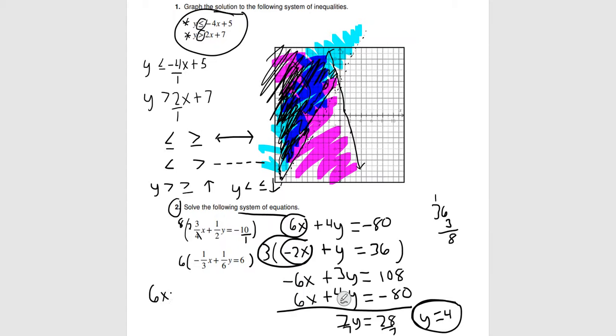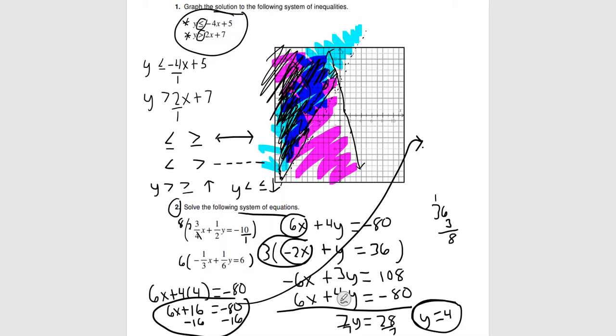You take 6 times x plus 4 times 4 equals -80. You can now solve for the x. 4 times 4 is 16. So you would subtract 16 from both sides, which gives you, I'm so sorry, I'm running out of space here. I'm going to take this and I'm going to move up to some new space over here.